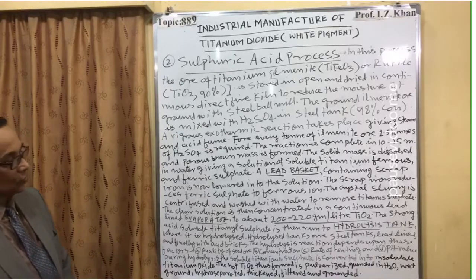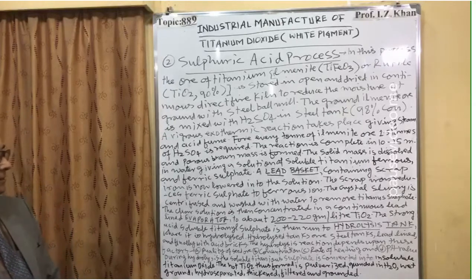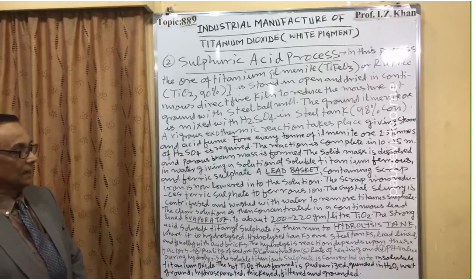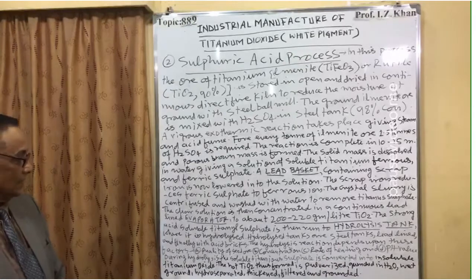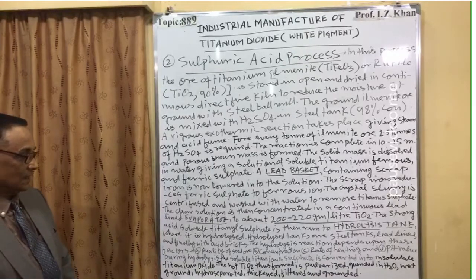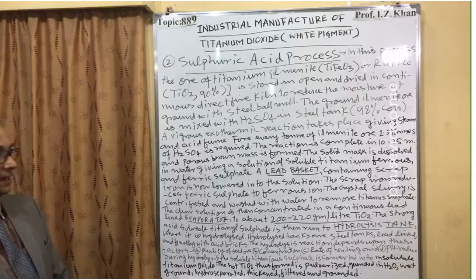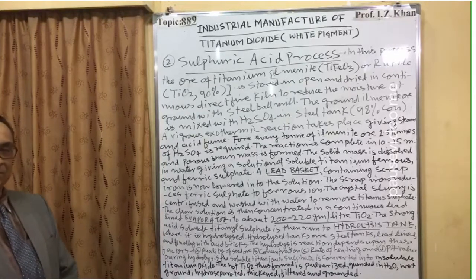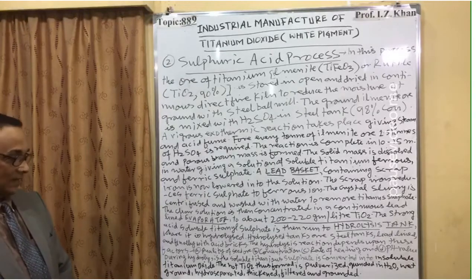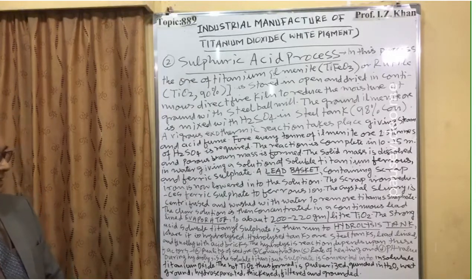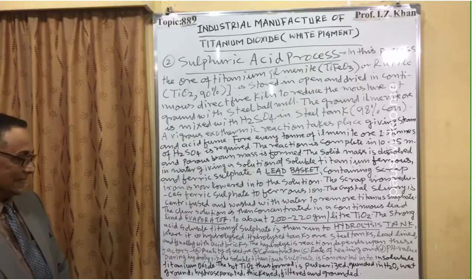We have to concentrate up to that level where 1 liter of that solution will contain 200 to 220 gram of titanium dioxide, and the strong acid soluble titanyl sulfate is then subjected to hydrolysis in the hydrolysis tank. The hydrolysis tanks are steel tanks, lead lined, and finally lined with acid bricks.